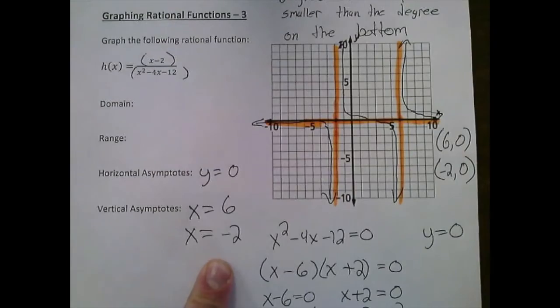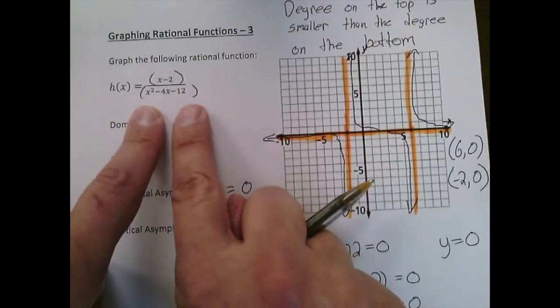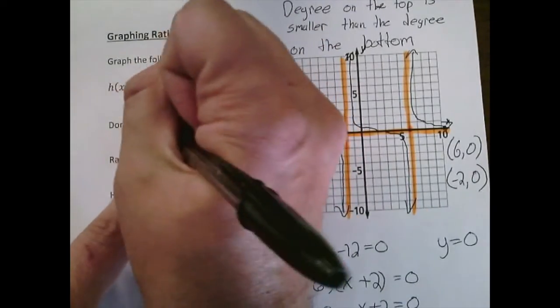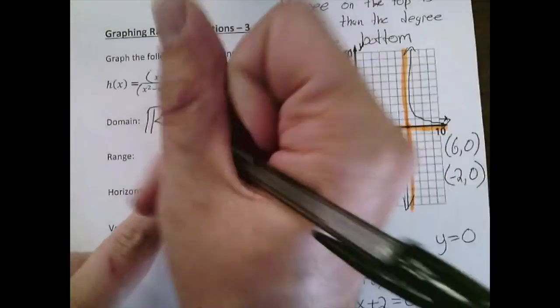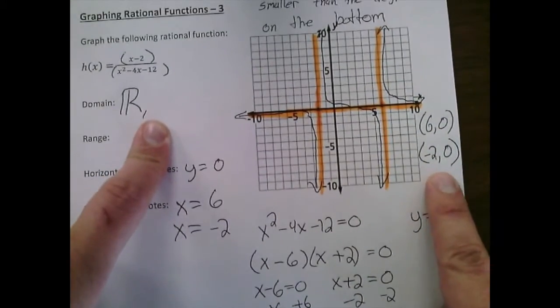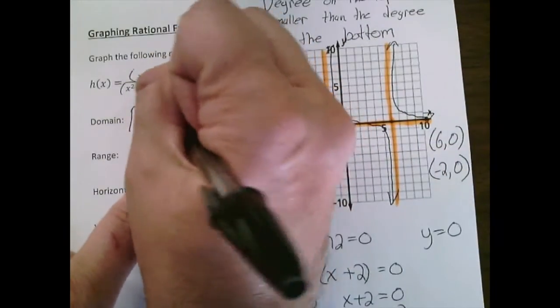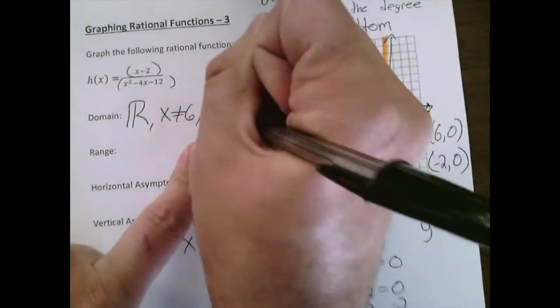So those are covered. For the domain, we're asking, hey, what x values are okay to plug into this function? Well, all real numbers are okay. So just about every single x value that you can think of, you can plug into this function and you will get an output, you will get a y value. But there are some x values we don't want to plug in. Again, it's based off where we found these asymptotes. We do not want x to be +6. We also do not want x to be -2.